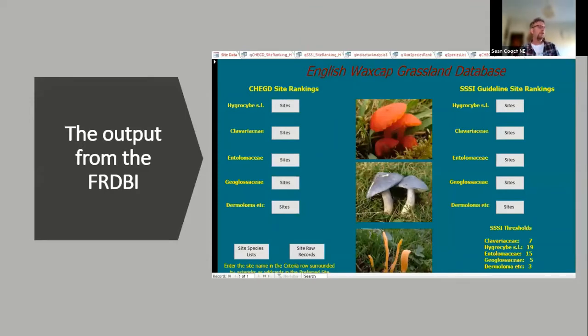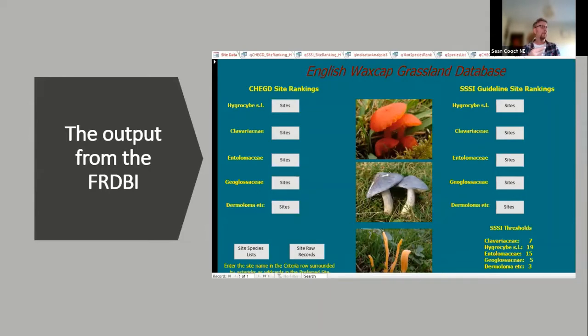And this is just a screenshot to show you one of the outputs from the database. This isn't interactive, and I'm not going to show you how it works, but it gives you the idea of the platform that was developed. And it's really showing how we've done our ranking, how we've done our assessment to inform where the most important sites are in the country.